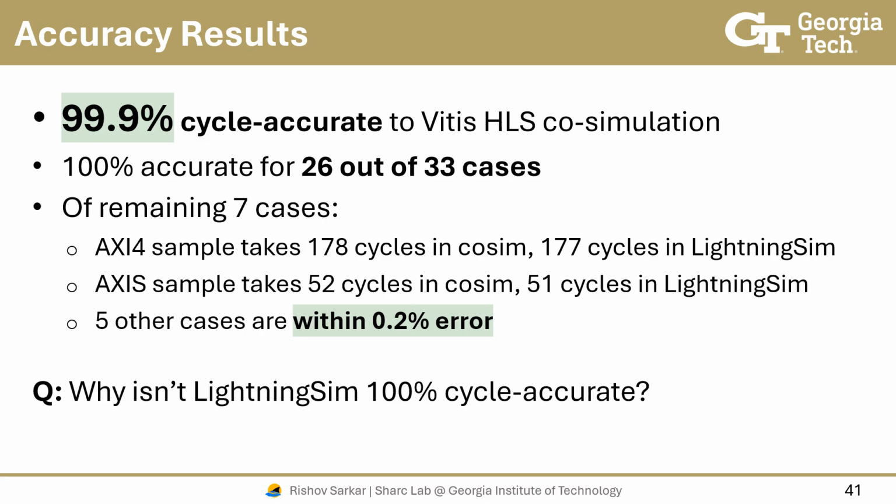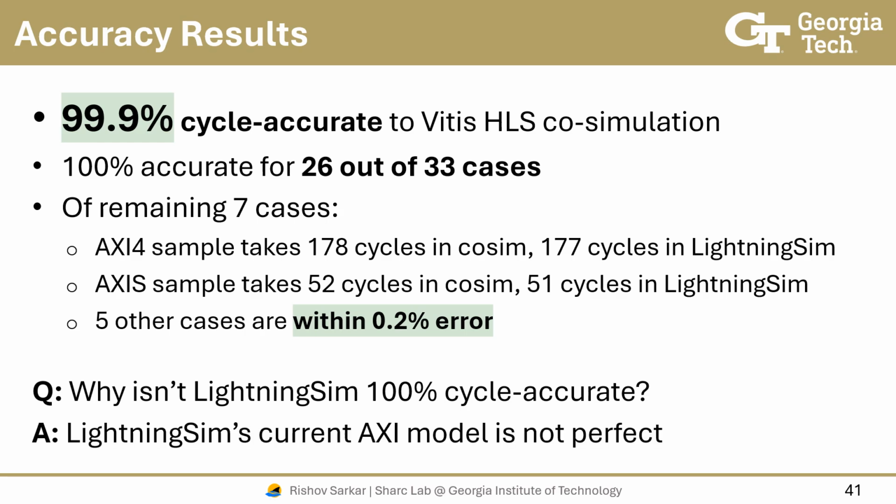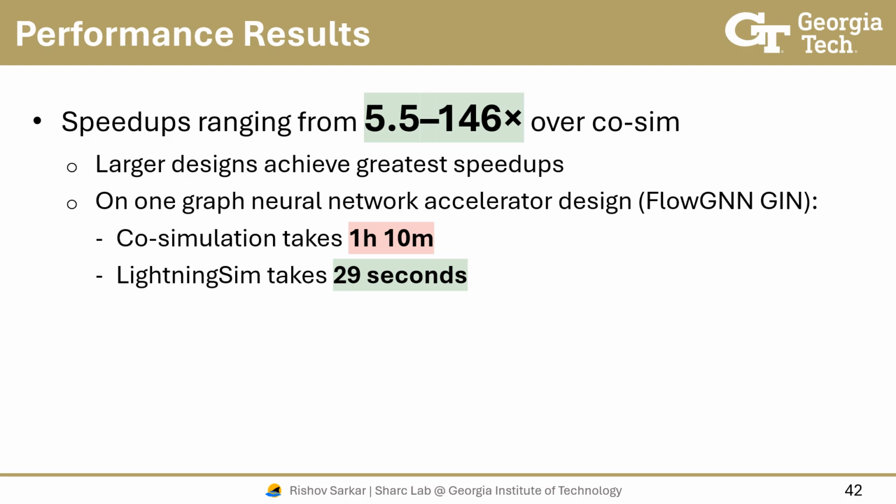You may wonder why Lightning Sim is not 100% cycle accurate in all cases. The reason is that we know that the model that we implemented for the AXI interfaces used for off-chip memory accesses is not a perfect model of the HLS-generated interfaces. In terms of performance, though, we achieve speedups ranging from 5 times to 146 times faster than co-simulation, with larger designs achieving the greatest speedups.